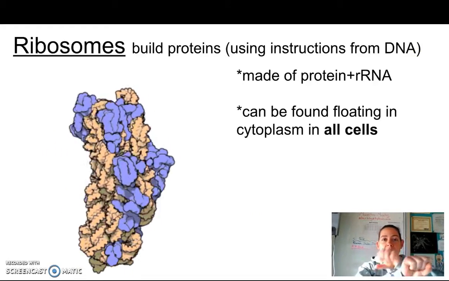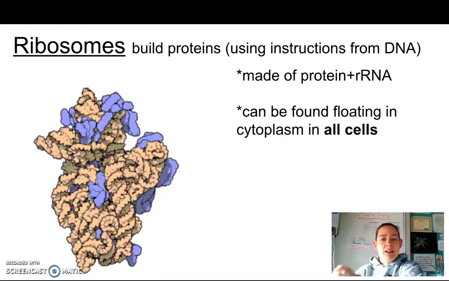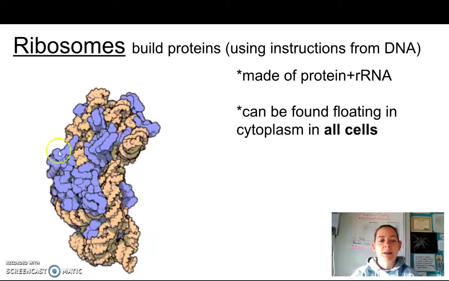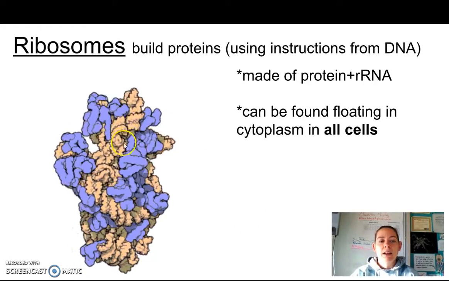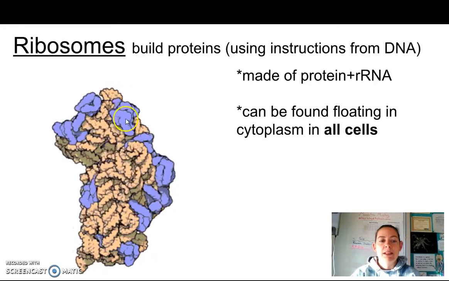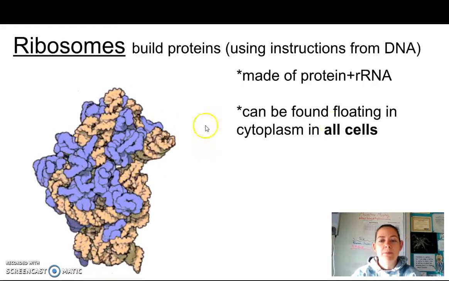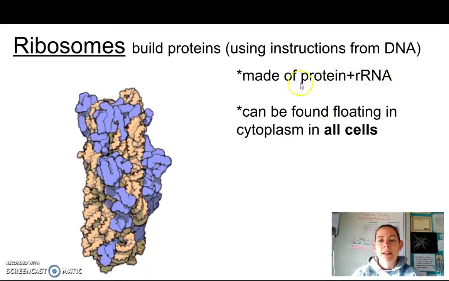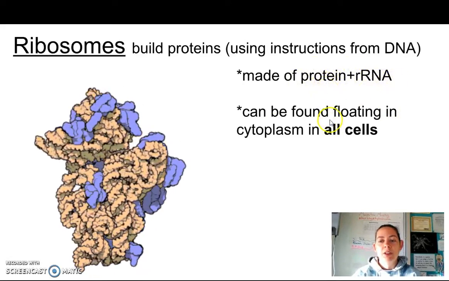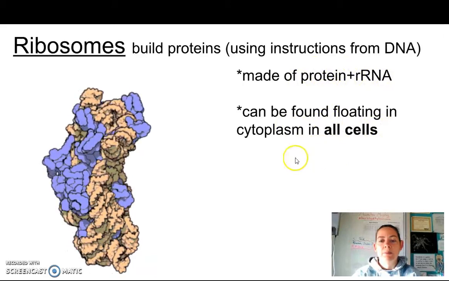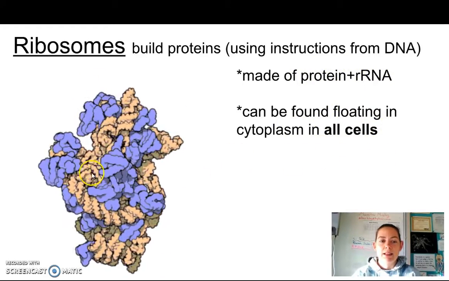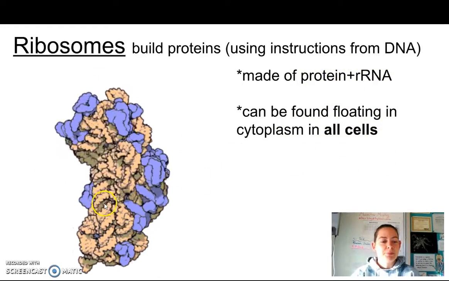So there are all these little amino acids stuck together in a long chain, and those are put together by ribosomes. Now these are made up of proteins themselves, along with some special RNA called ribosomal RNA, or rRNA. So that's what makes them up, and they can just be found floating around in the cytoplasm in all cells, because all cells need proteins.